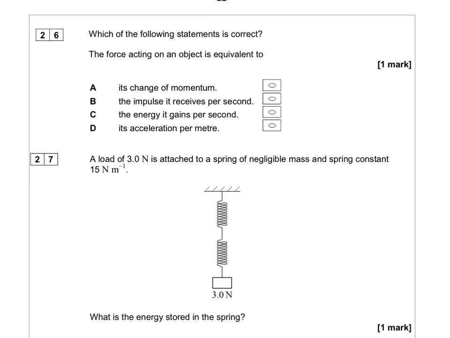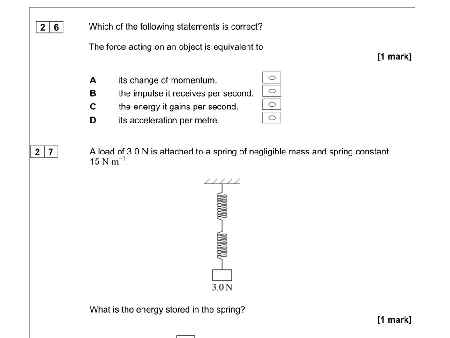So let's move on. 26. Which of the following statements is correct? The force acting on an object is equivalent to its change of momentum. No, force is the rate of change of momentum, so that's rubbish. The impulse it receives per second. So impulse is the change in momentum, and so the change in momentum per second is absolutely the force, so it's that one. Let's just check.